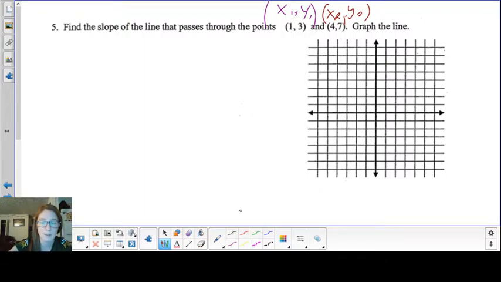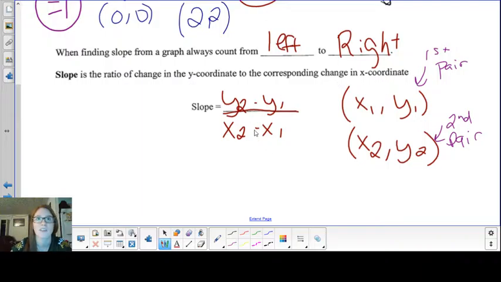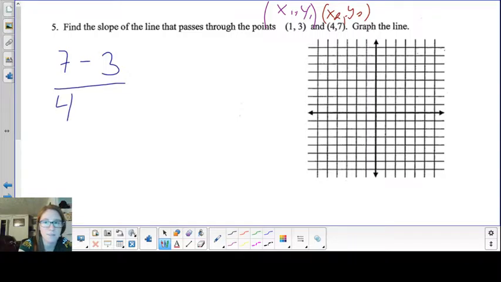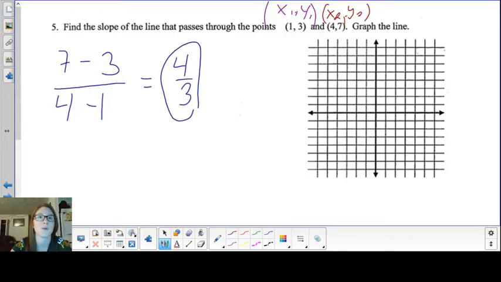So according to my rule that I just gave you, we take the second y, which is 7, minus the first y, which is 3, over the second x minus the first x. 7 minus 3 is 4. 4 minus 1 is 3. And I cannot reduce this anymore.